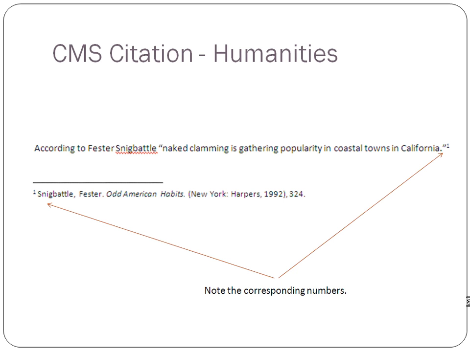Take a look at this example of CMS citation. Note the superscript number 1 corresponds to a footnote at the bottom of the page. That footnote contains the bibliographic entry for the source. Here's an example where I've cited two different sources in the same paragraph. And here I've cited the same source twice.